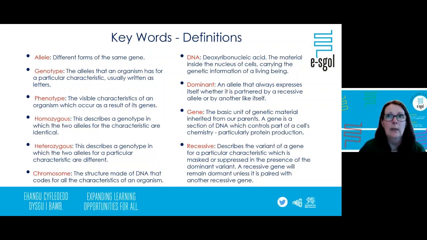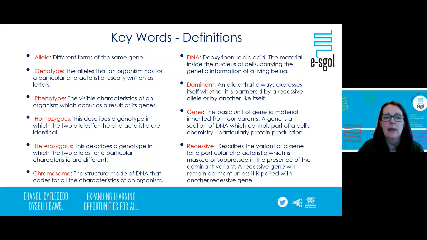So the genotype refers to the alleles that an organism has, and they are written as letters. So it could be, for example, a big B and a little B. And the phenotype is the visible characteristics of an organism. So it's its appearance, really. It's the outward expression of those genes, so what those genes look like.